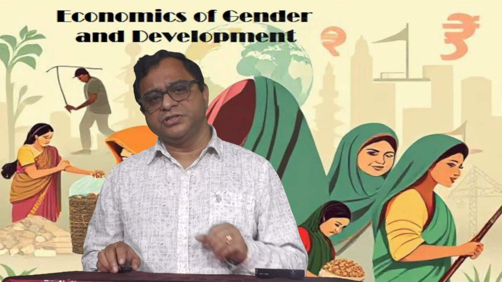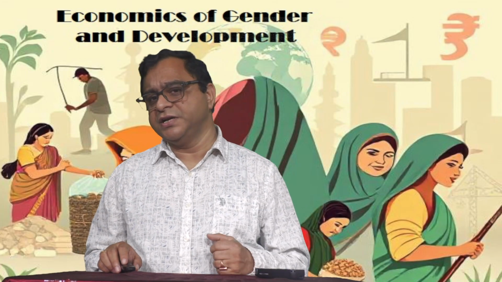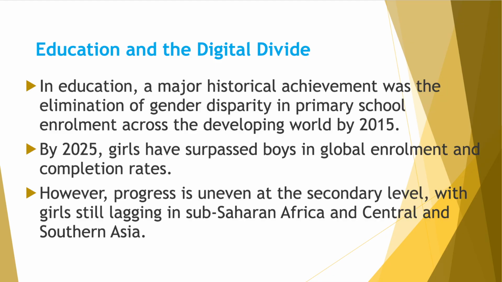And when we consider education and the digital divide, we find that in education, a major historical achievement was the elimination of gender disparity in primary school enrollment across the developing world by 2015. By 2025, girls have surpassed boys in global enrollment and completion rates. However, progress is uneven at the secondary level, with girls still lagging in sub-Saharan Africa and Central and Southern Asia.